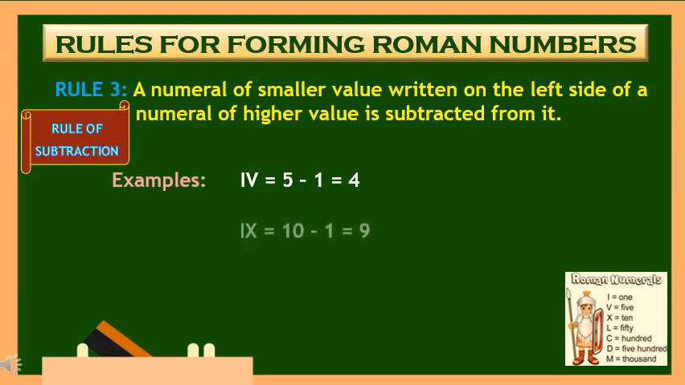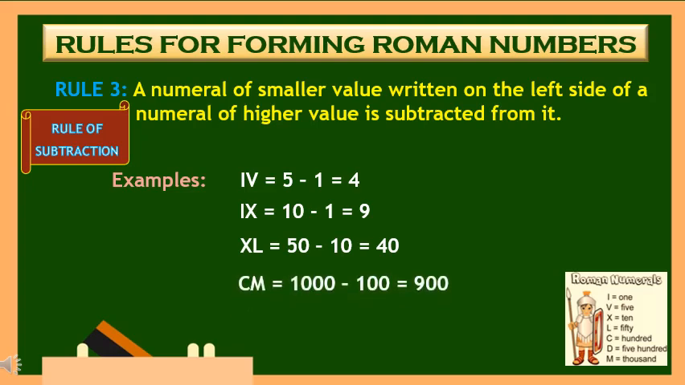Let us see another example. IX. X is bigger, I is smaller and written on the left side of X. So we subtract again. That gives you 10 minus 1, 9. Similarly, XL. L is 50, X is 10. So we are subtracting and the value comes as 40. Likewise, CM. C is 100 and M is 1000. And C is written on the left side of M. So we subtract this and get 900.